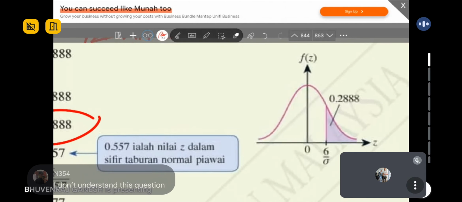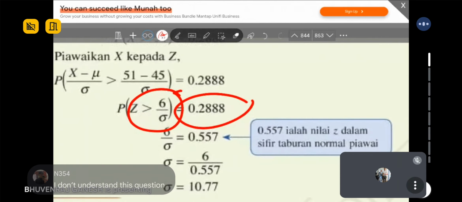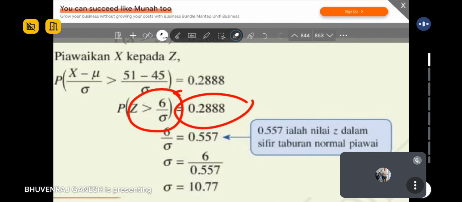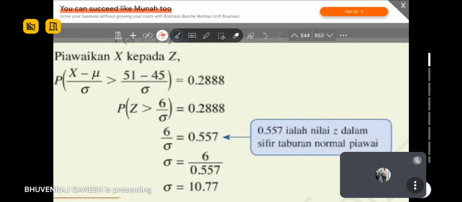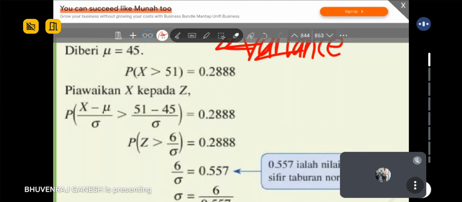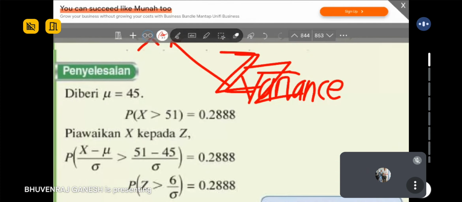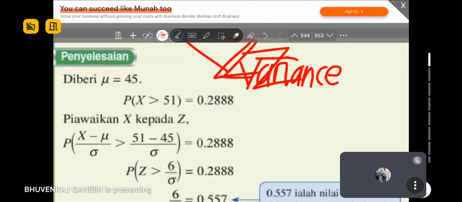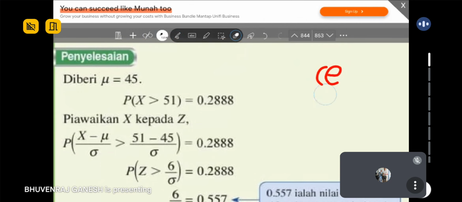Okay, kamu boleh bayangkan. Don't understand which part? Can you tell me? Sir, can you start from the start again? Which one? This one, for this question. Oh, okay, okay. I was lagging just now. Oh, okay, never mind. I explain again.